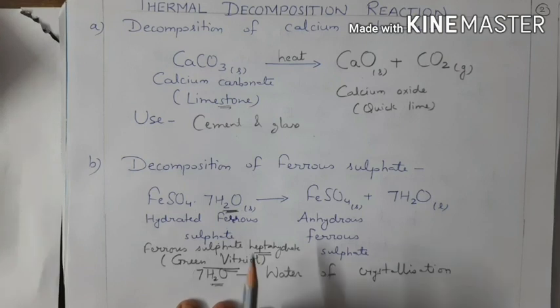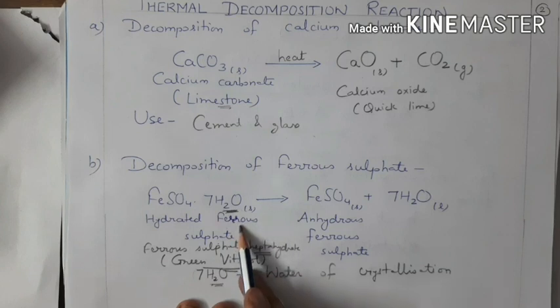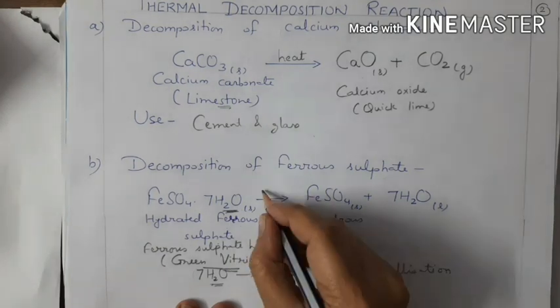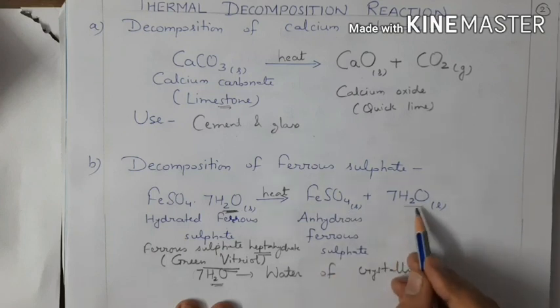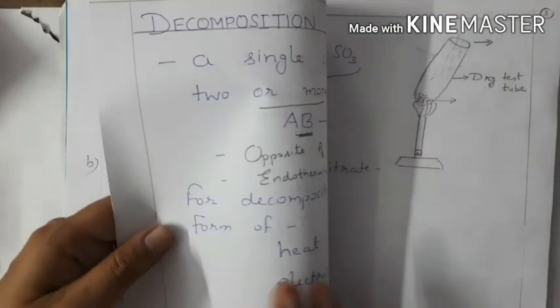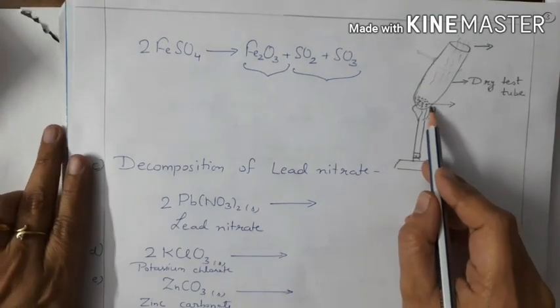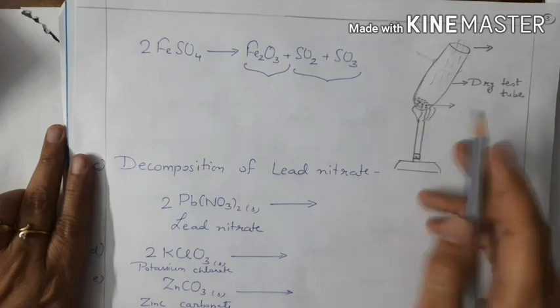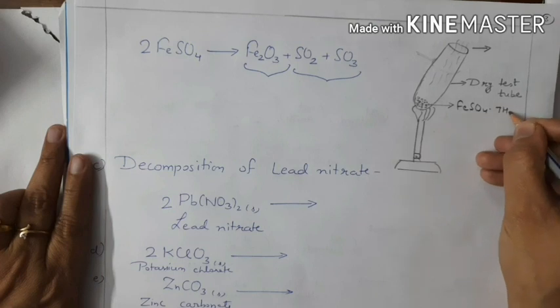Now, let's come back to the decomposition of ferrous sulfate. So when ferrous sulfate heptahydrate or hydrated ferrous sulfate crystals are heated strongly, initially this ferrous sulfate loses its 7 molecules of water of crystallization and forms anhydrous ferrous sulfate. So, how do we carry out this particular reaction? We take a dry boiling test tube. In the dry boiling test tube, we take hydrated ferrous sulfate.